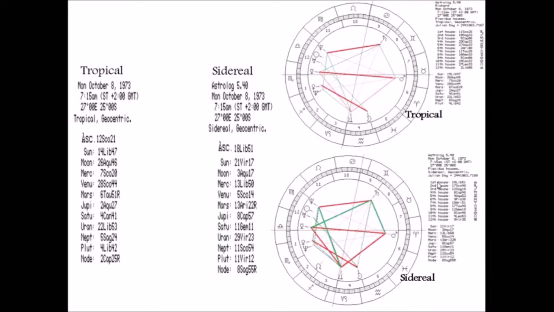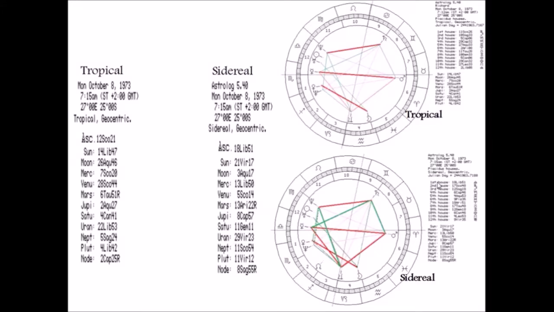In fact, here in the next diagram, you will see my tropical and sidereal positions. Here you have the tropical positions on the left, and on the right, the sidereal positions. You can see my ascendant is 12 degrees Scorpio in the Western chart. That becomes 18 degrees Libra in the sidereal. My sun, 14 degrees Libra in the Western system, becomes 21 degrees Virgo in the Vedic system, once you've subtracted the Ayanamsha, and so on and so on.